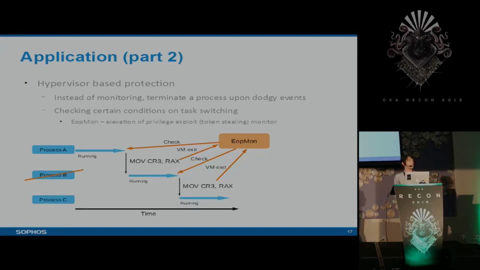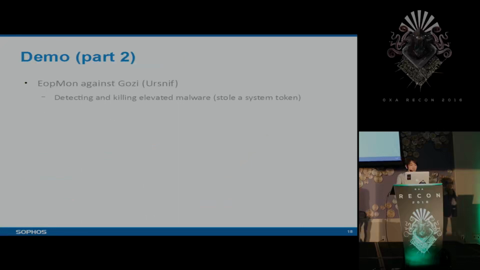And in the case of EOPmon, VM-exit is just a trigger point to perform a scan. So EOPmon doesn't even use the value of control register 3. It's just a handy timer event kind of thing. So let me quickly demonstrate EOPmon with a real malware. So I am going to run a Gozi sample, which exploits a local kernel privilege escalation vulnerability.